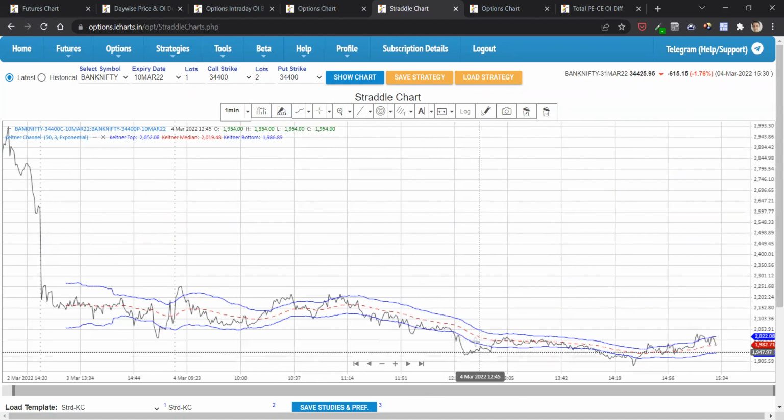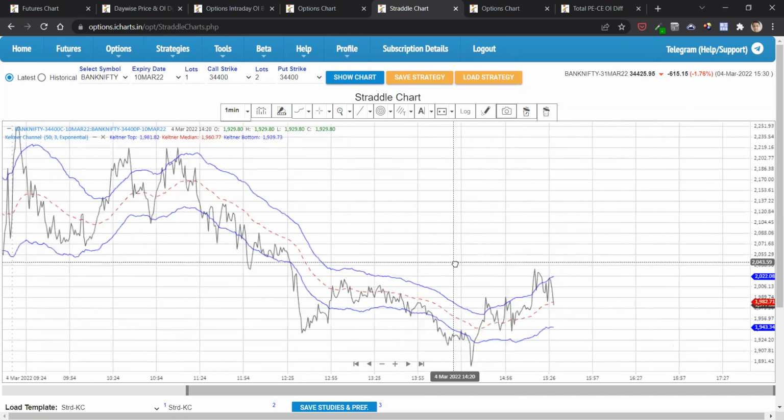So after 2 lots, now the idea is to keep this price line, after adjustment, below this. Just make sure that the price stays below this, so you can capture the time decay.